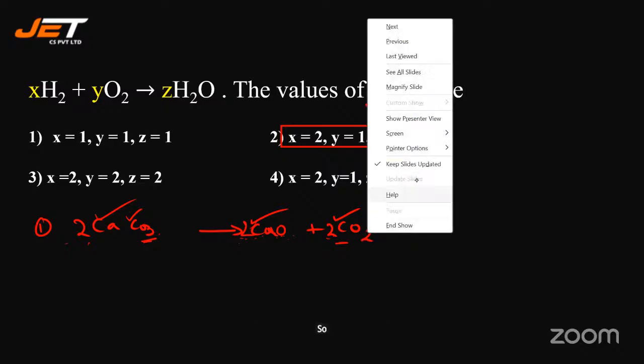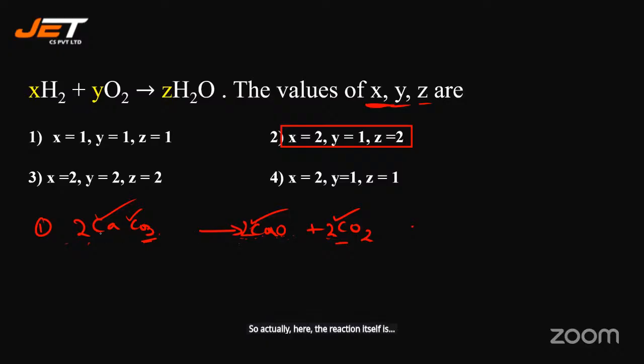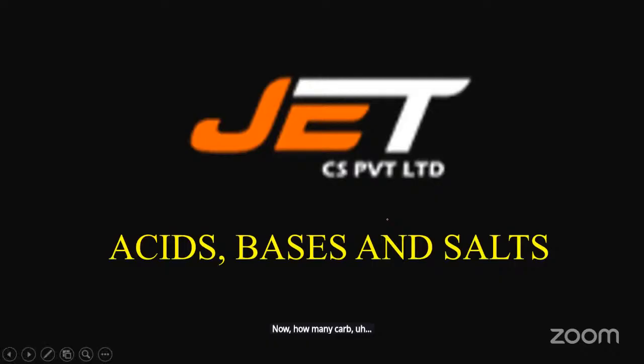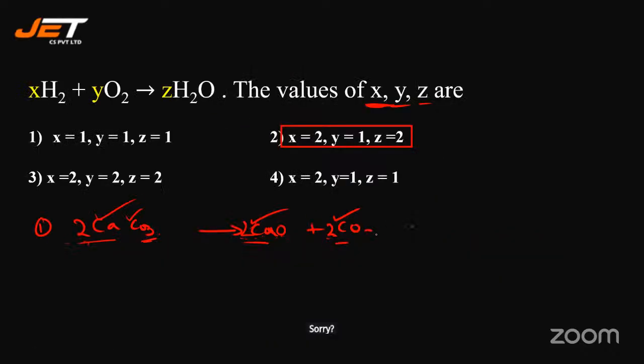So actually here the reaction itself is 2 CaCO3 gives rise to 2 CaO plus 2 CO2. This is the actual equation. If it is like this, it is balancing. You just see, 2 calciums are there on both the reactant side and product side. 2 carbons are there on both sides. Now, how many oxygens are there? Here, four oxygens, two, total six oxygens are there. Here, six oxygens. Now it is a balanced equation. 2CaCO3 gives rise to 2CaO plus 2CO2. This is the right equation.